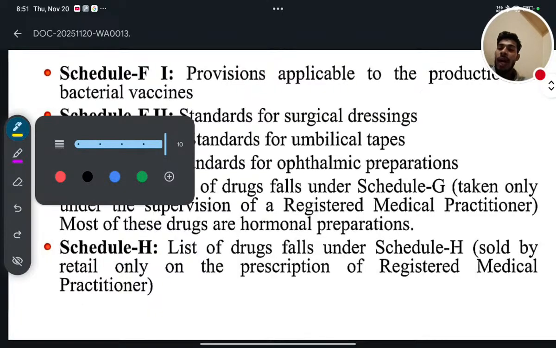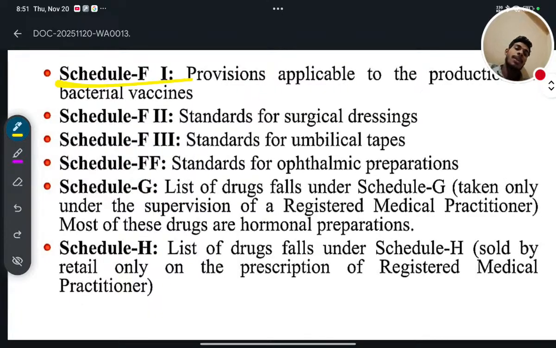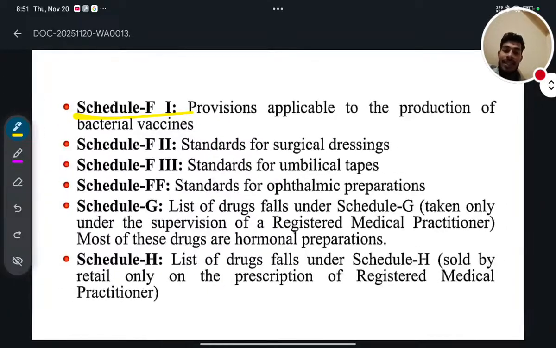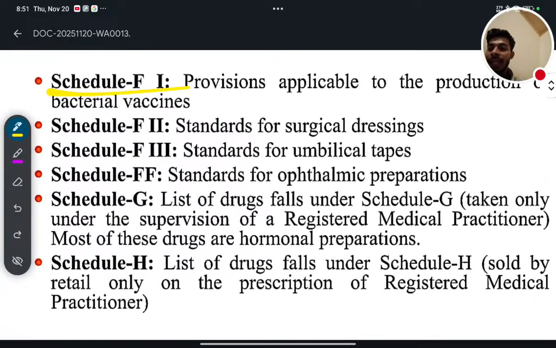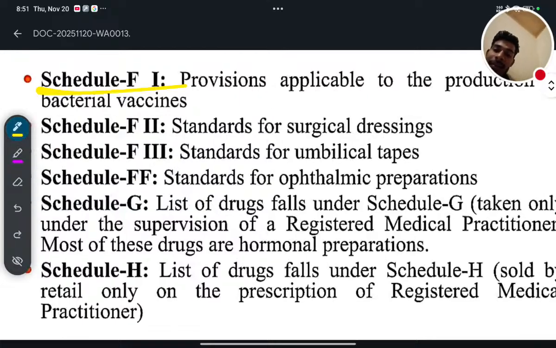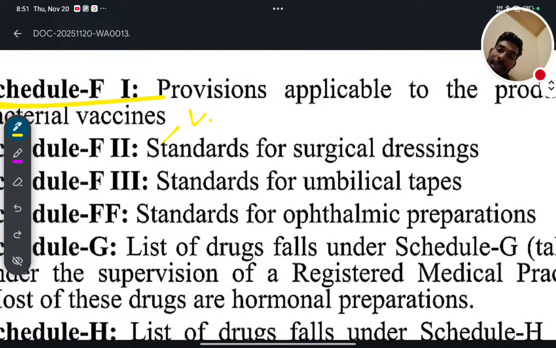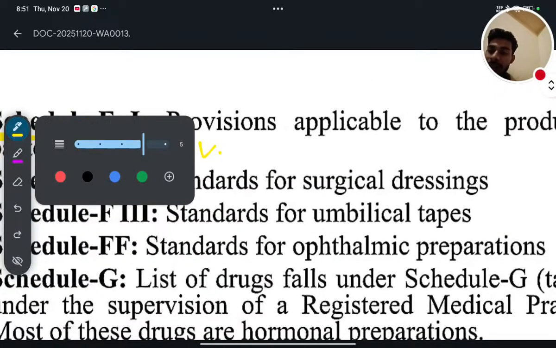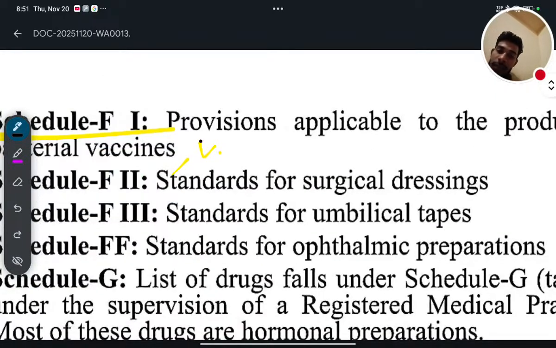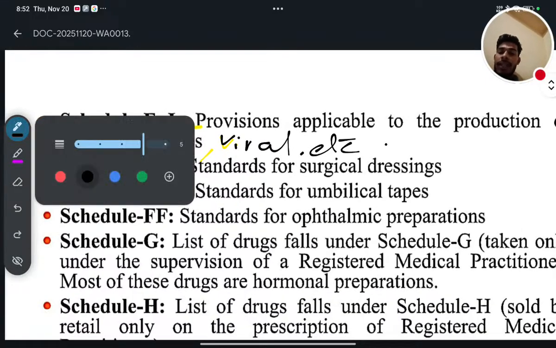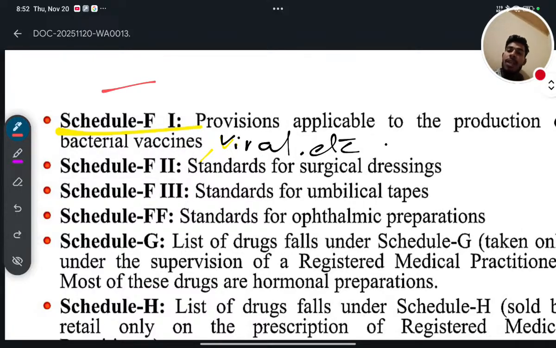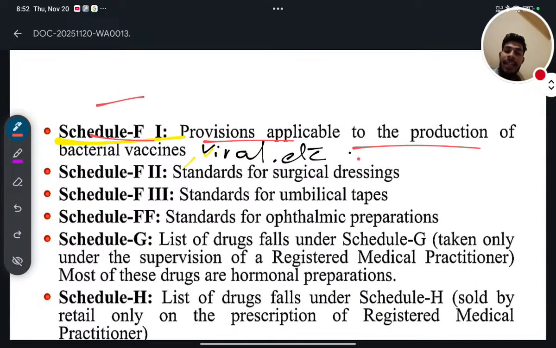Next, Schedule F1. Schedule F1 gives provisions applicable to the production of bacterial vaccines, viral vaccines, etc.